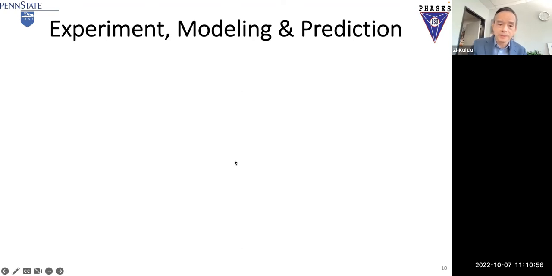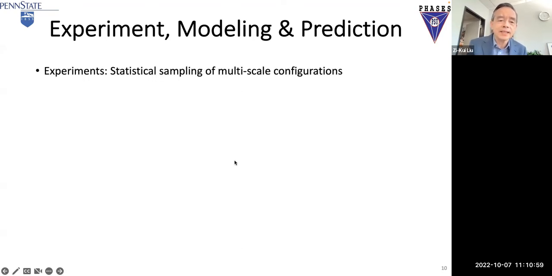What do we do? Of course, we do experiments. So what are experiments? Experiments actually are statistical sampling of multi-scale configurations. Like we talk about the bird in the cage, right? If you sample very fast, you see the cage and the bird. If you sample very slow, you see the bird in the cage. So two experiments see different configurations or a mixture of configurations, okay? And then you try to figure out what those configurations are, and the physics behind it. Now the bird in the cage is two configurations, the cage and the bird, and where the interaction is so fast, you see the bird in the cage. So you try to understand that observation.